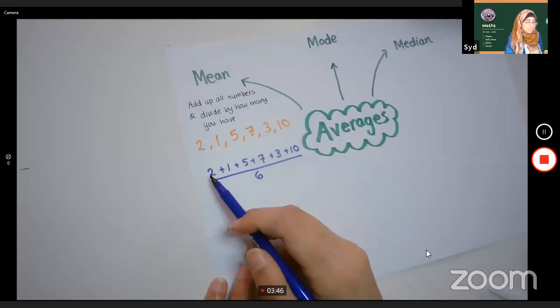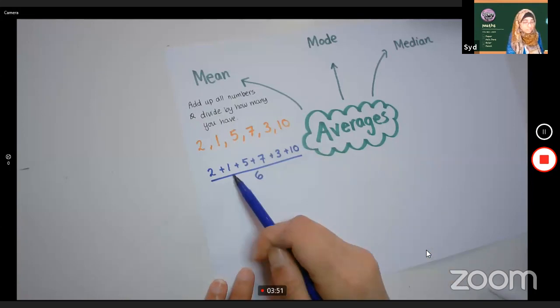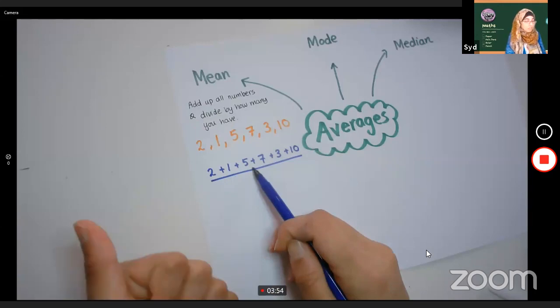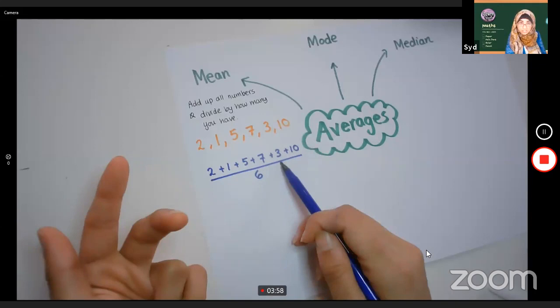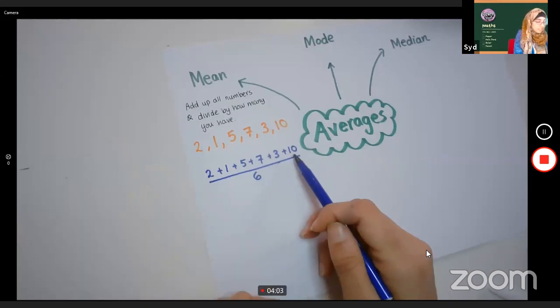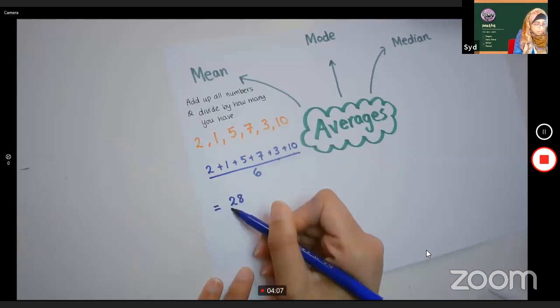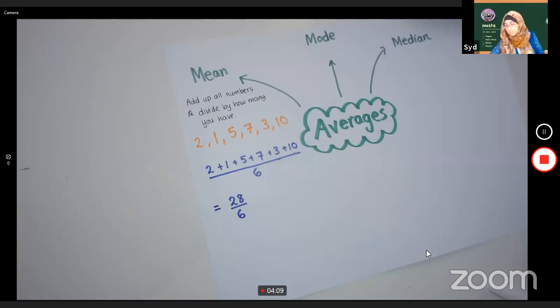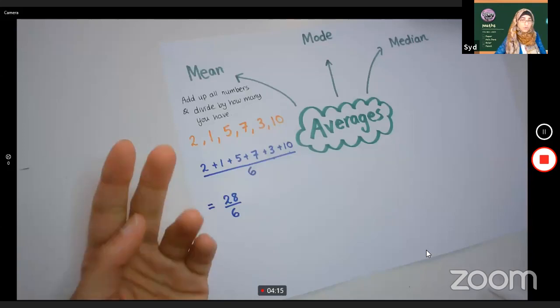If I added them all up, it gives us 28. So let's do it again and check. 2 plus 1 is 3, plus 5 is 8, plus 7 is 15, plus 3 is 18, plus 10 is 28. So this gives us 28 divided by 6. So we say, how many 6s go into 28? 6, 12, 18, 24.